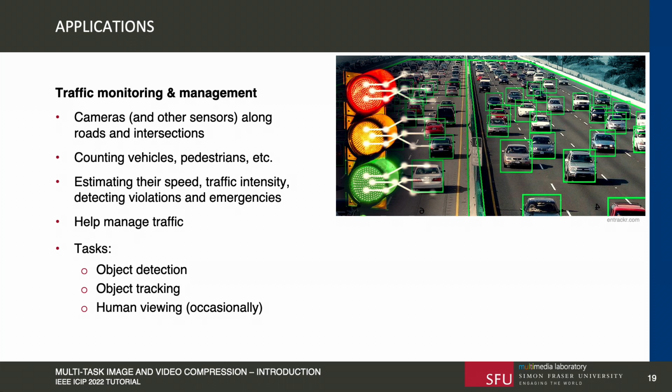The core tasks that need to be accomplished in this scenario are object detection and object tracking, from which all other analytics could be derived. And so a system that provides efficient compression for such an application should make sure that the least amount of bits are being used for these core tasks. It's also worth noting that human viewing may be needed occasionally, especially in case of emergencies or traffic violations, and so provisions should be made for such a task as well.